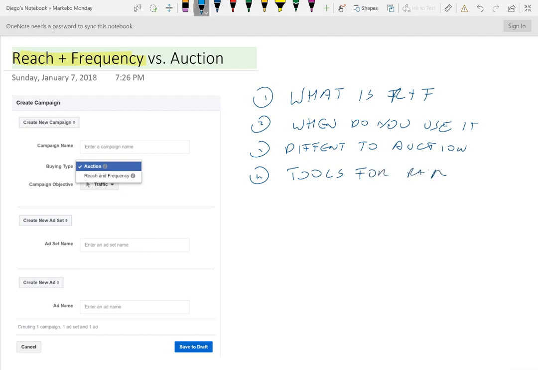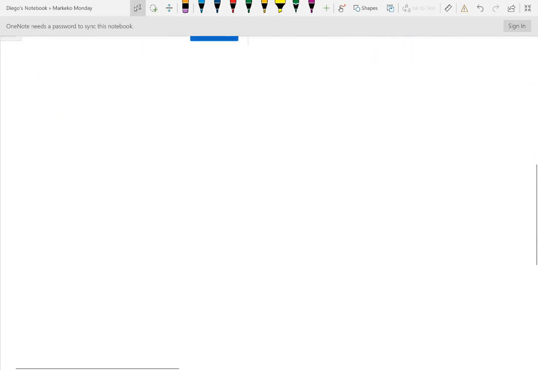When you log into your ads manager or Power Editor, you're going to see that you have two things. One is auction, which is what most people use, and two is reach and frequency. So what is reach and frequency, just in general? I'm going to put here reach and frequency, and I'm going to write here auction.